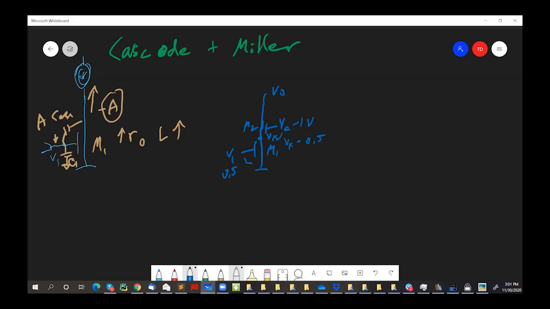So what's the drain resistance looking into VO compared to the original drain resistance looking into M1 on the left circuit? Is it doubled or more? What do you think? Multiplied by the gm of the cascode transistor. I couldn't understand the words. So it gets amplified by the transconductance of the cascode. Exactly. That's exactly the point.